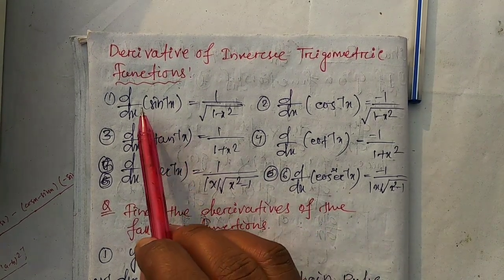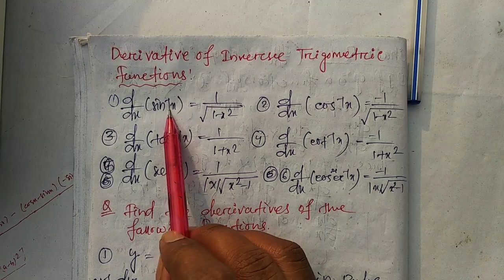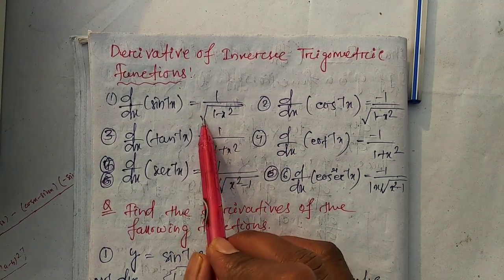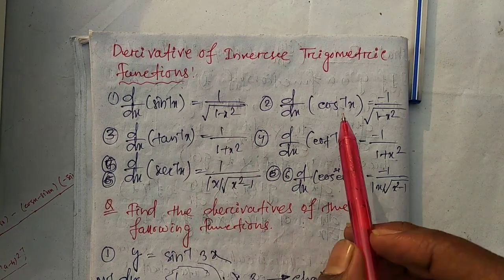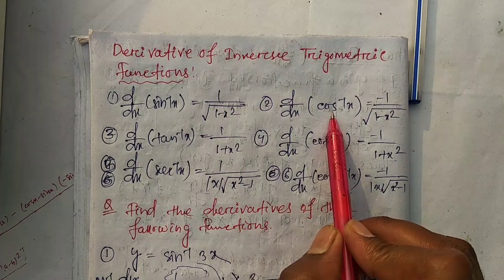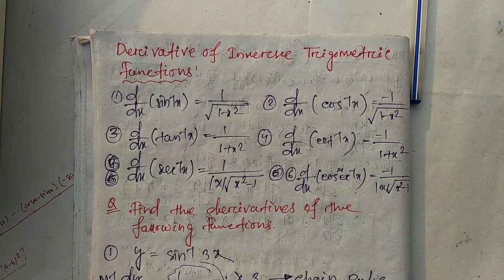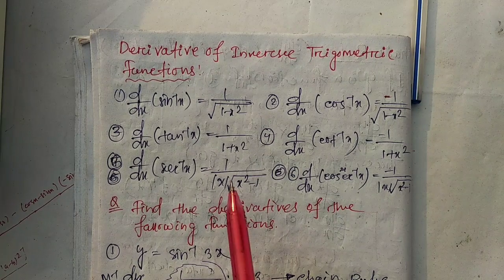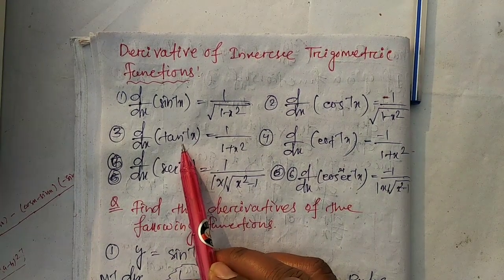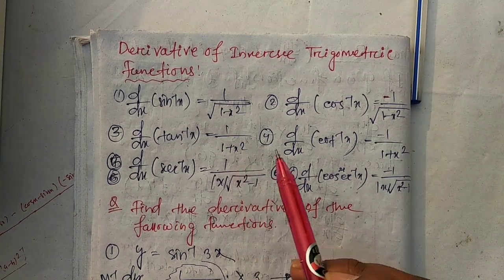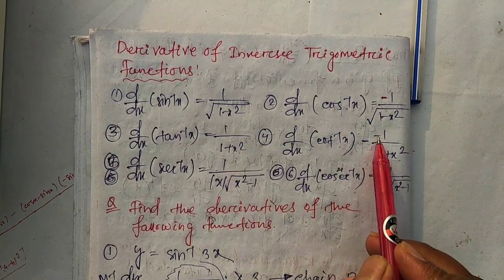Here observe, the derivative of sine inverse x is equal to 1 by root over 1 minus x square. And the derivative of cos inverse x is the same as sine inverse x, only a minus sign has to be kept. Then the derivative of tan inverse x is 1 by 1 plus x square. Cot inverse is the same, only a minus sign will come.